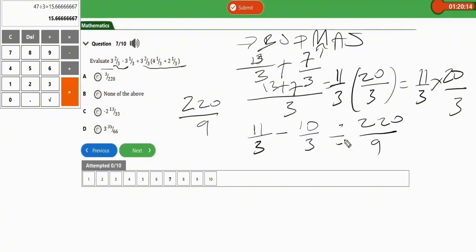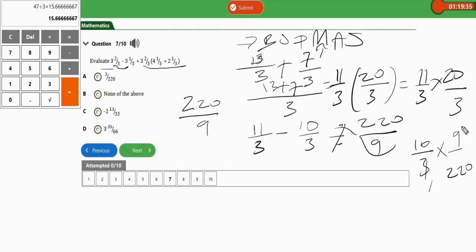Alright, so at this juncture now, what next are you going to do? Okay, so to be on the safe side, you're going to still go for division first, alright. Subtraction is the last one we're going to do. So basically, you're going to divide 10 over 3 by 220 over 9. So as usual, we change this to multiplication and invert what we have here. So when you do this, you're going to have 10 over 3 times 9 over 220.